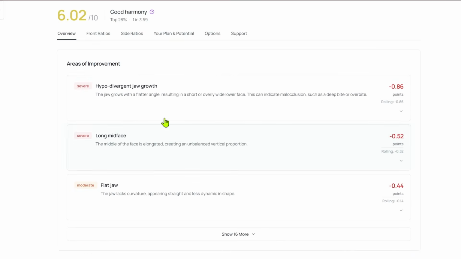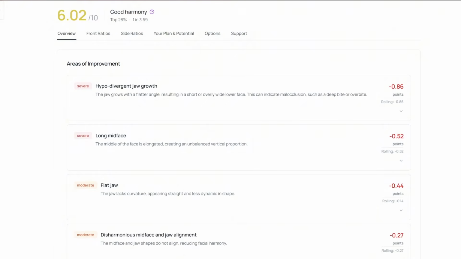And then his area of improvement is going to be his hypodivergent jaw growth at minus 0.86 points. The jaw grows in a flatter angle, resulting in a short or overly wide lower face. This can indicate malocclusion, such as a deep bite or overbite. His long mid-face, this is what I mentioned at the beginning of the video, minus half a point. The middle of the face is elongated, creating an unbalanced vertical proportion.